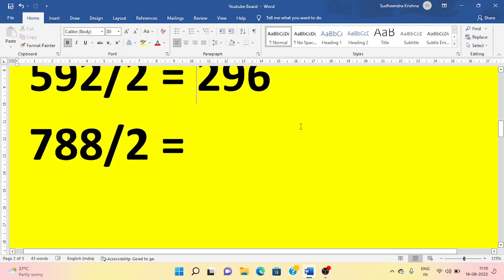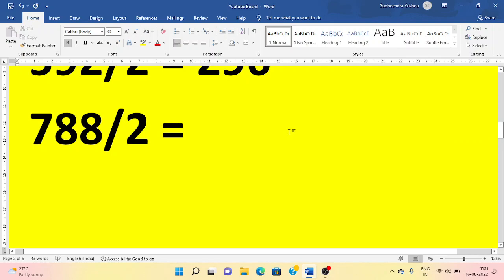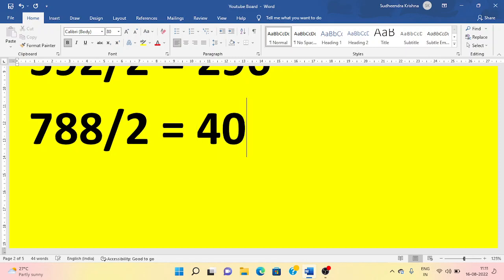Now let us take another third example. Now we have 788. We have to find half of 788. If you observe 788, it is closer to 800. So consider 800. So find half of 800. Half of 800 is 400. Now 788 is less than 800 by 12. So that is 800 minus 788 is 12. So find half of 12. Half of 12 is 6.